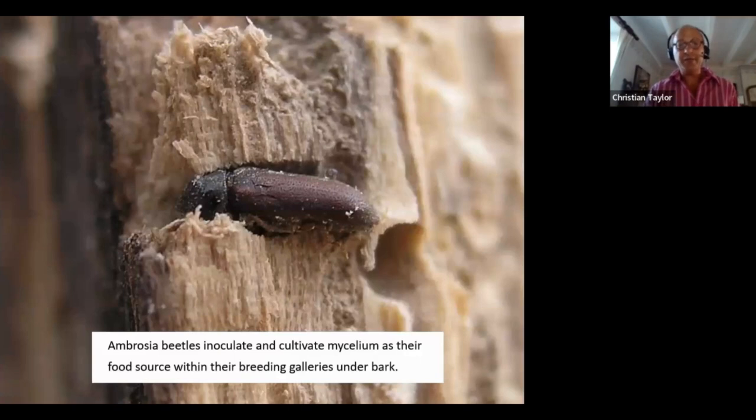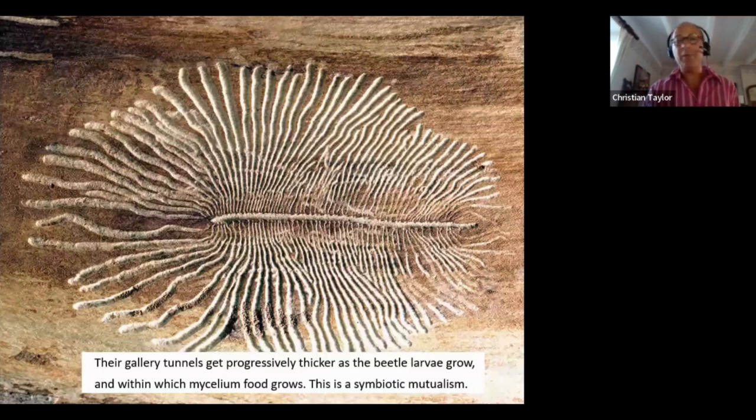And so ambrosia beetles are a very good example, actually both inoculating and cultivating mycelium as their food source within the breeding galleries that they create. And they have special, superbly adapted features on their carapace and their head to carry fragments of mycelium. Indeed, under the microscope one can see these features of the ambrosia beetles. And here we can see the classic ambrosia beetle gallery pattern. So if you see that, you know you've got something like an ambrosia beetle, although they're different species of them.